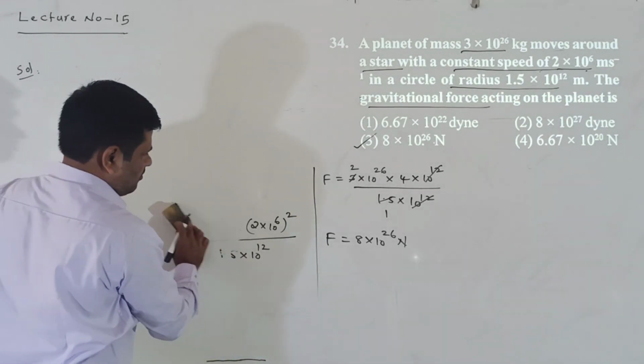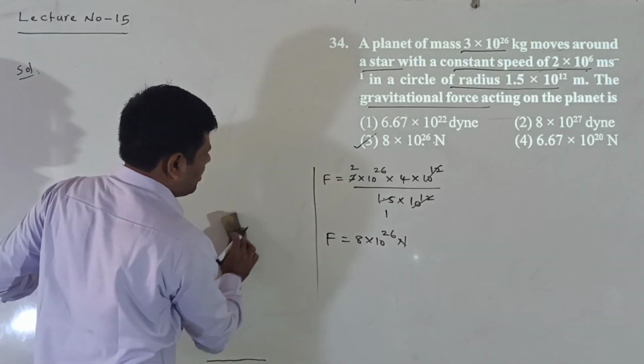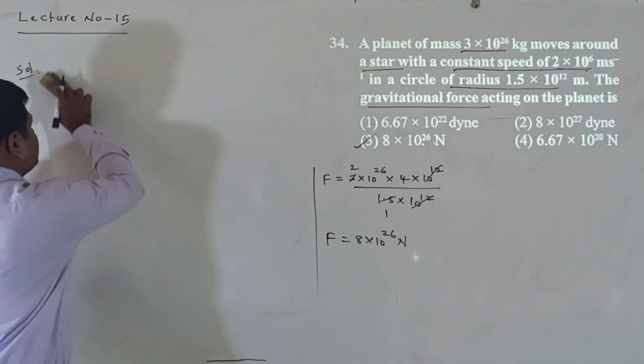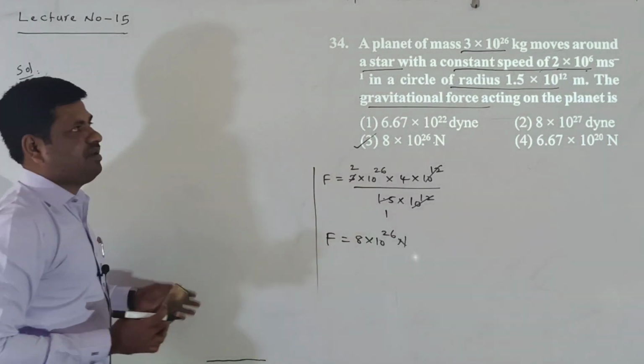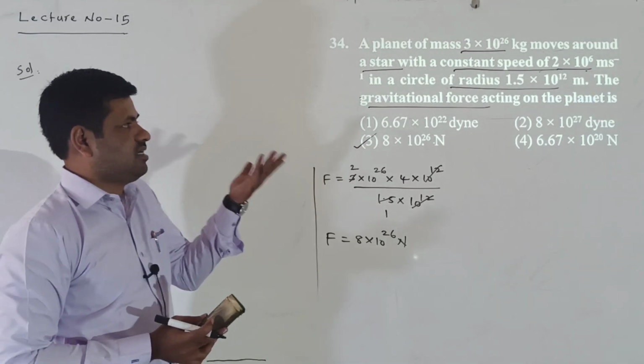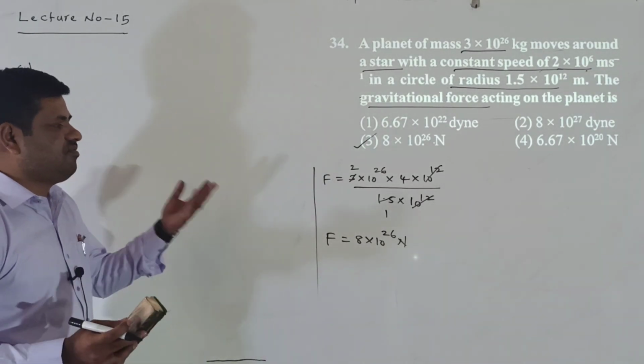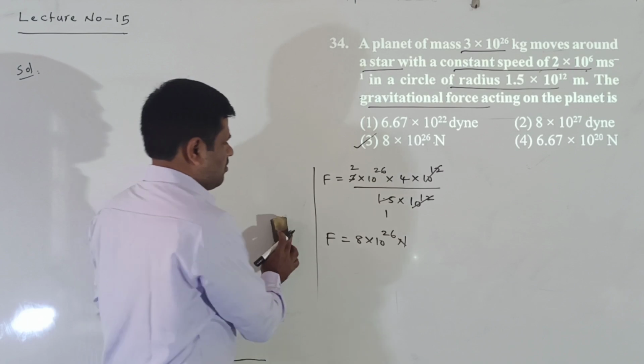This problem is based on the fact that the gravitational force between the planet and the sun gives the necessary centripetal force. The formula mv square by r we are using.